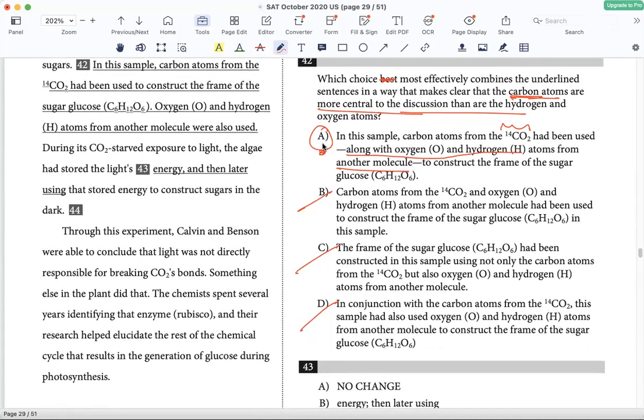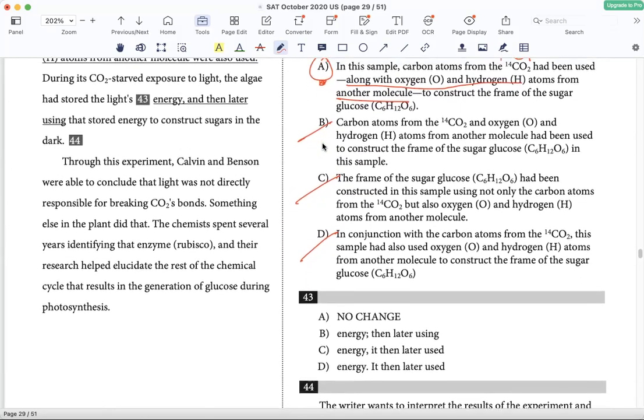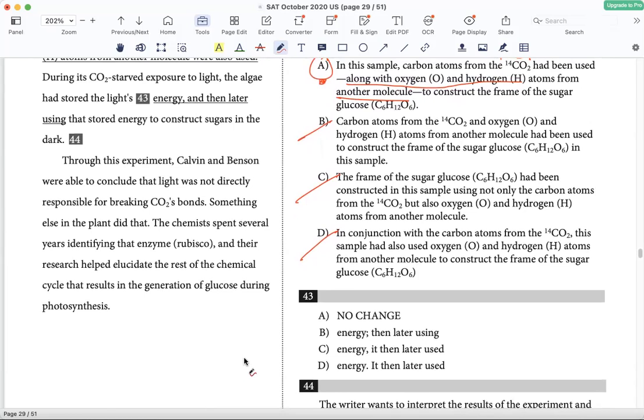"During its CO2-starved exposure to light, the algae had stored the light's energy and used that stored energy to construct sugar." Yeah, so it'll be D. I can break the sentences into two sentences. The algae had stored the light energy. It then later used that energy to construct sugars. You can't say "then later using" with a semicolon because this would not be a complete sentence. And you can't have a complete sentence with a comma because that will be a comma splice error. So it's D.